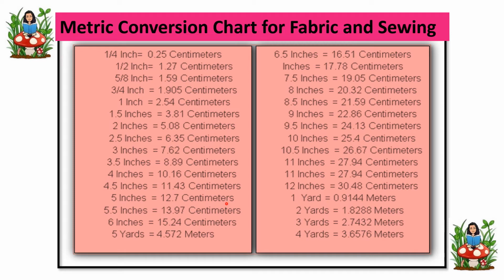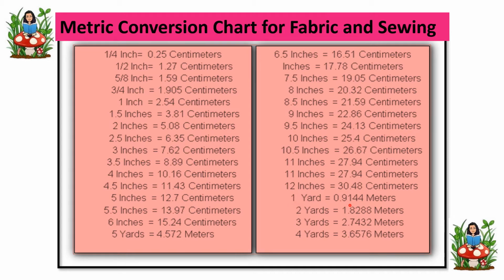Here is the metric conversion chart for fabric and sewing. 1/4 inch is equivalent to 0.25 centimeters. 1/2 inch is equivalent to 1.27 centimeters. 5/8 inch is equivalent to 1.59 centimeters. 3/4 inch is equivalent to 1.905 centimeters. And in 1 inch, we have 2.54 centimeters, and so on and so forth.